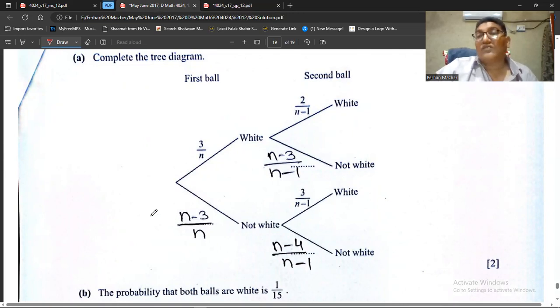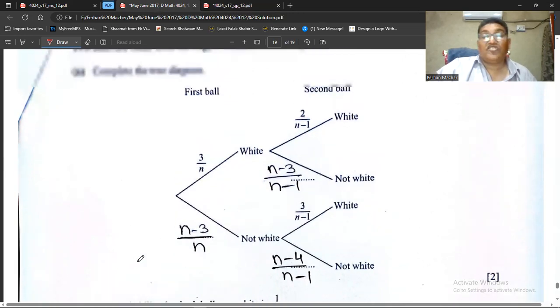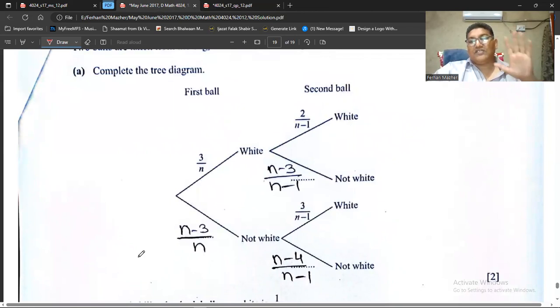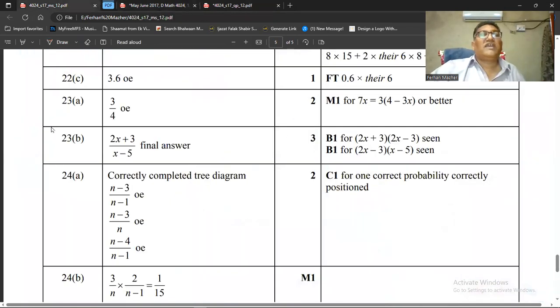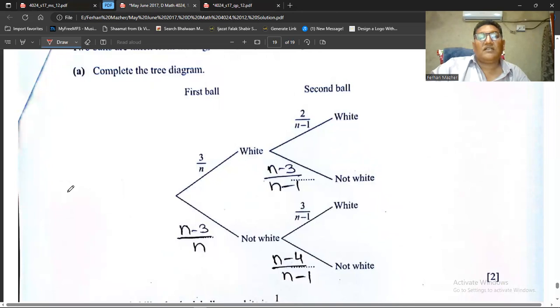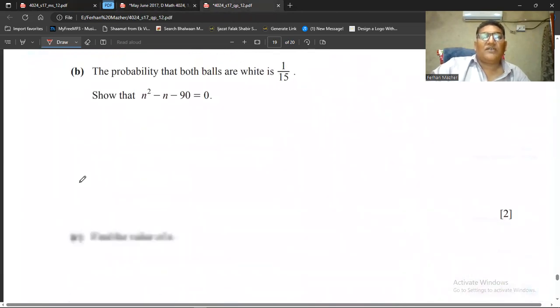Here a not white came out first, so the white ones will be 3 by n minus 1, and the not white will be decreased by 1, so you will have n minus 4 divided by n minus 1. You can pause the video here. This is very, very important. And let me show you the answers: n minus 3 by n, n minus 3 by n minus 1, 3 by n minus 1, n minus 4 by n minus 1. So my answers are right. Okay, we are going to the next part.